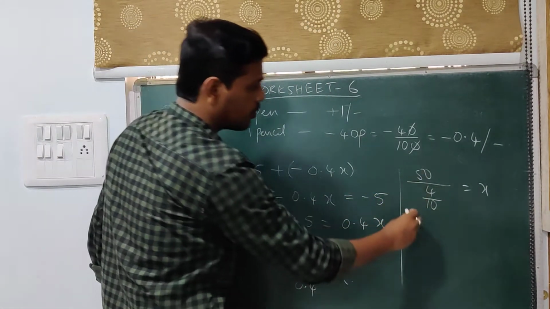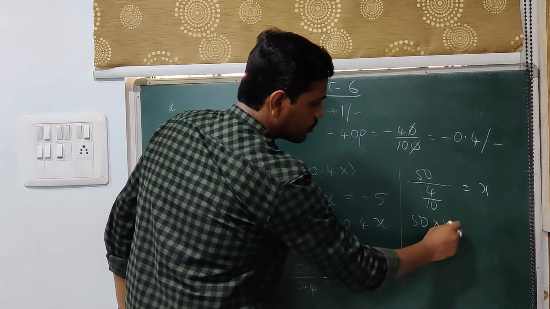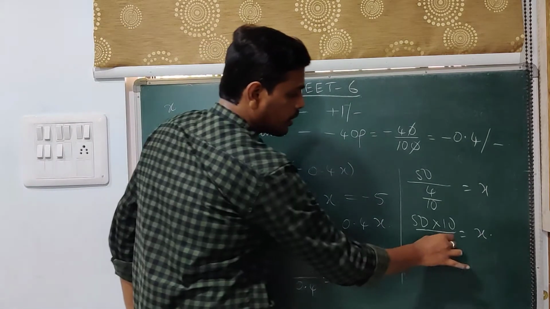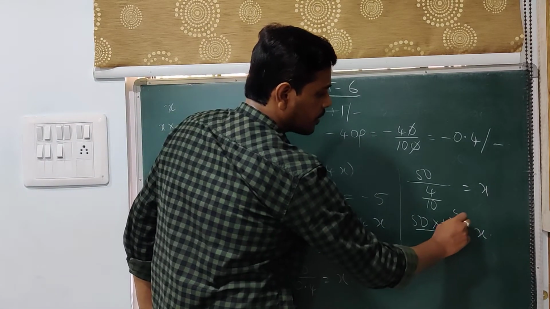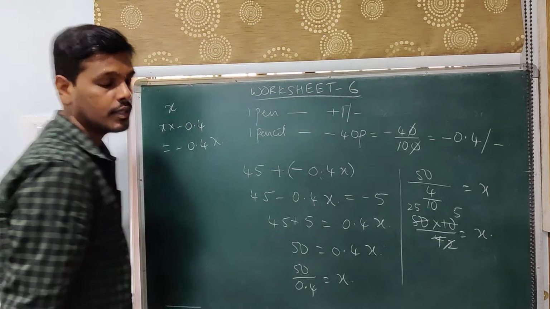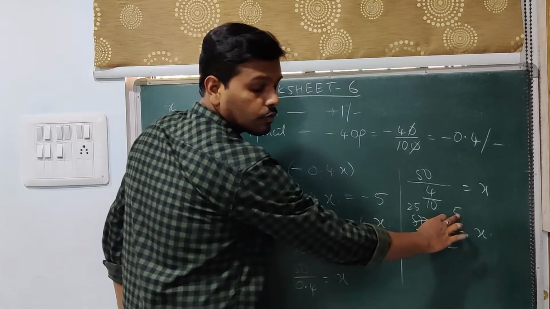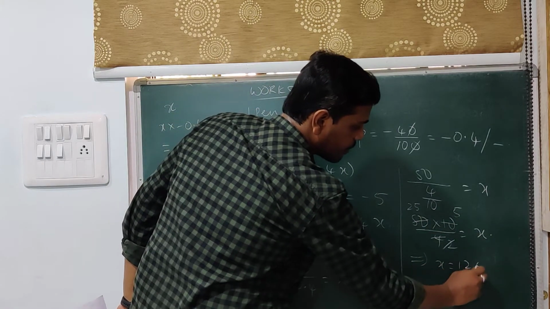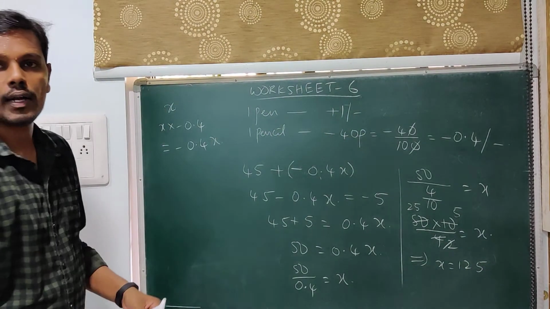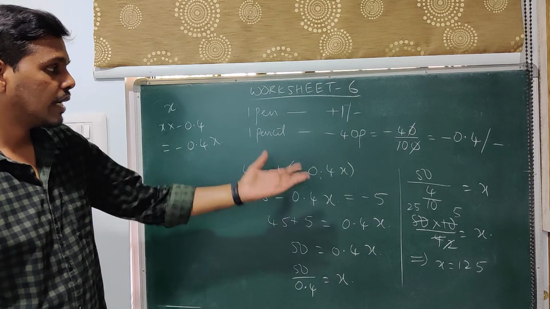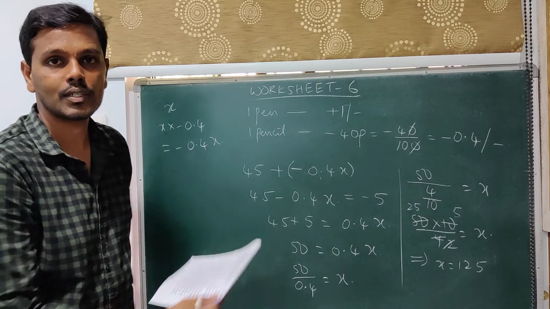Now take the reciprocal of this. This is 50 into 10 by 4 is equal to x. Simplify this. 2 2s, 2 5s, 2 1s, 2 25s. So 25 into 5, 25 5s are 125. So that implies x is equal to 125, which means that she has sold 125 pencils, and all together in the whole transaction she arrived at a loss of 5 rupees. So that is what it is.